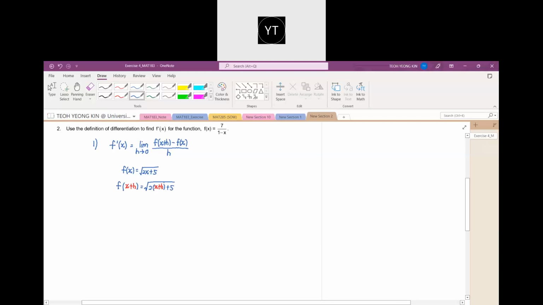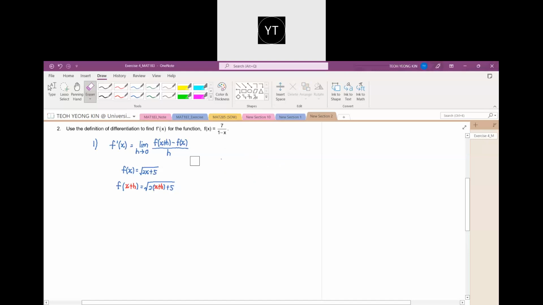Some of the students make a mistake when doing f(x plus h). What they do here is write square root of 2x plus h plus 5. So where is the mistake? The mistake is here. They did not put the bracket. They wrote 2x plus h. This is wrong. Sepatutnya 2 in the bracket x plus h. So this is the first one. Don't make this mistake.